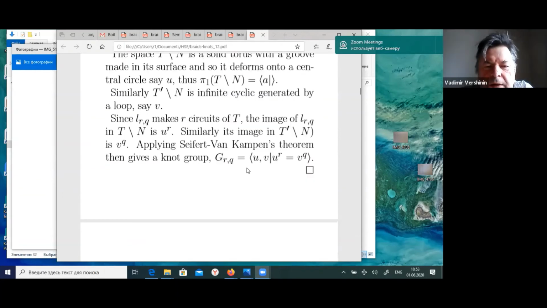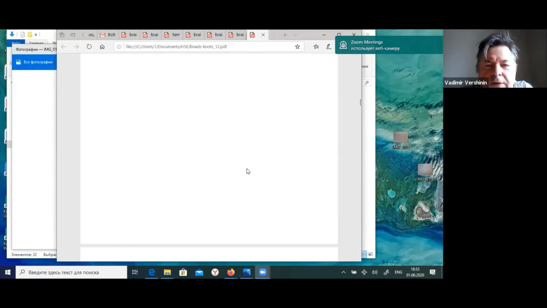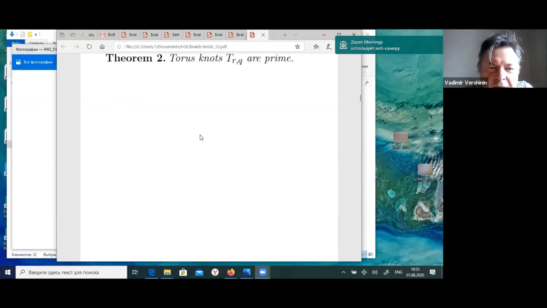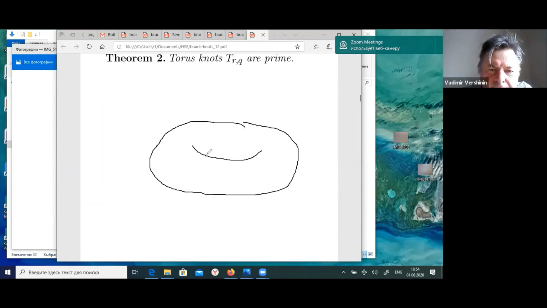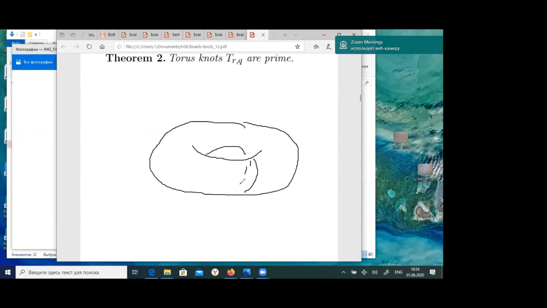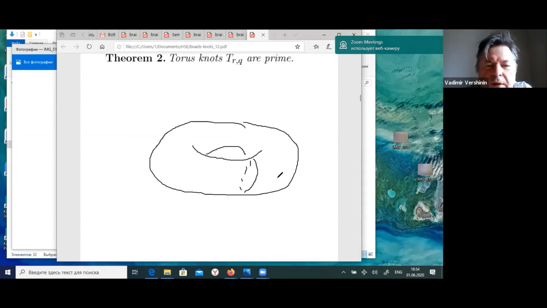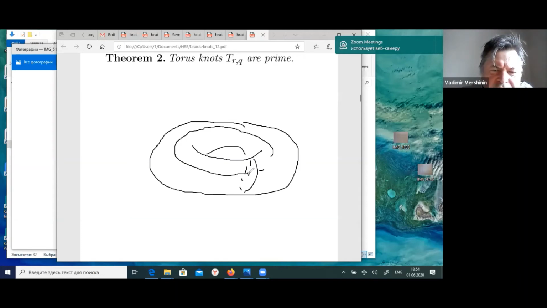I can try to do this. Say, for example, I can explain this. Maybe it's not clear. So consider a torus, right? Let it be a filled torus. There is something inside of this torus, and there is a core of this torus, the line which goes through the center. The torus is filled. Okay?